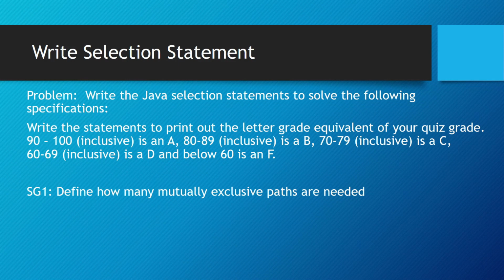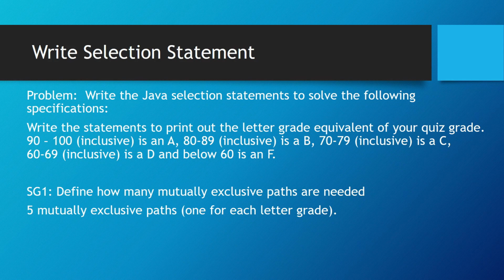For subgoal 1, we again define how many mutually exclusive paths are needed. In this case, there are 5 mutually exclusive paths, 1 for each letter grade. You may use a switch statement, but note that you will have to give each numeric grade as a case, since relational operators, less than, greater than, equality, are not allowed in case statements. Or you can use nested if statements, which is what we will use.